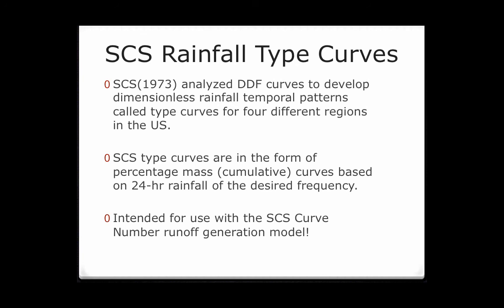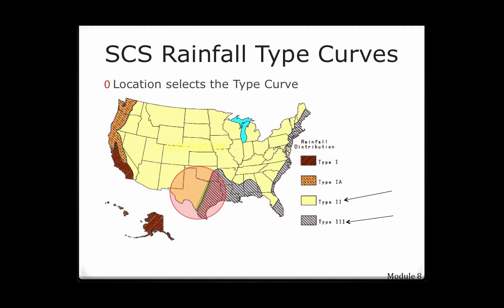It was originally built to be used with the SCS curve number runoff generation model. So what we're going to end up doing in this class, we're going to break it apart and reassemble it, but it was never meant to be done like that. The SCS type curve is supposed to be used with the SCS curve number procedure. They're not supposed to be broken apart. Historically, they have been. There's no super big damage in doing that. Your depths will still come out right because you don't parameterize them by SCS data. You use National Weather Service. The location where you are in the US of A selects the type curve.